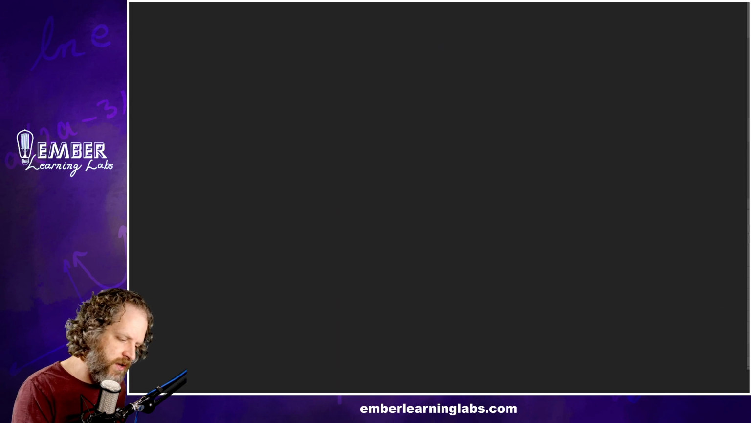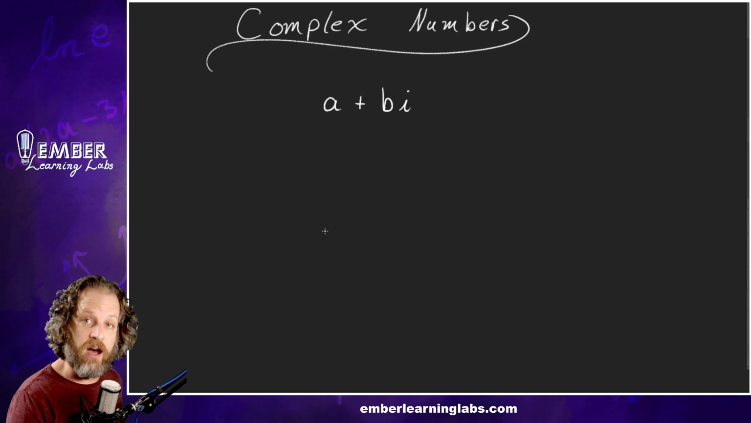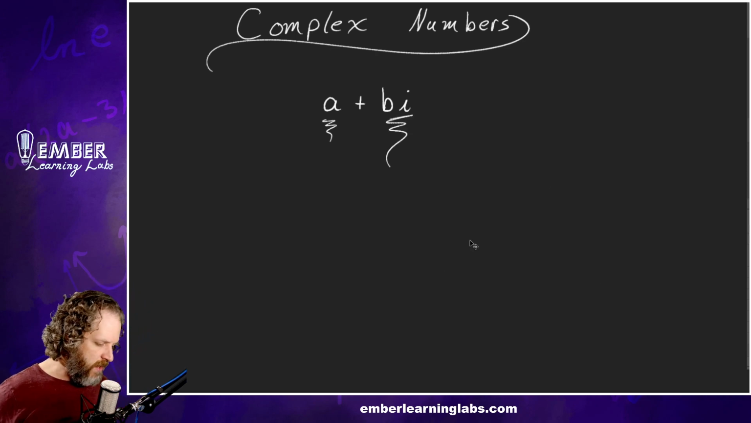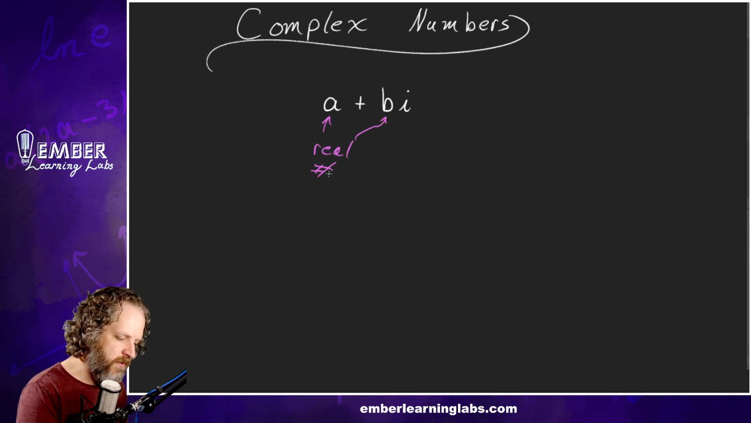So let's do another thing. Complex numbers. So complex numbers, this is kind of the formal way to write a complex number. It has a real part and it has an imaginary part. Now, the a and the b are both real numbers. Each one of these is a real number. This and that are real numbers, right? This, of course, is an imaginary number.